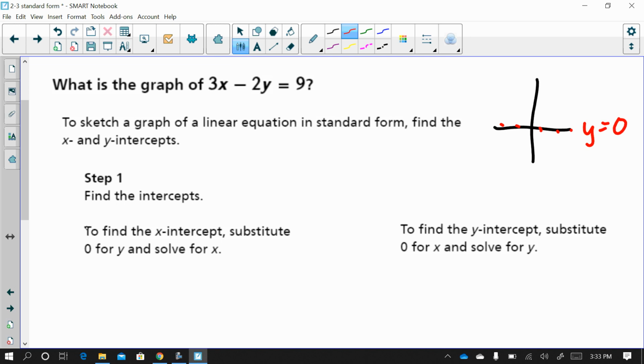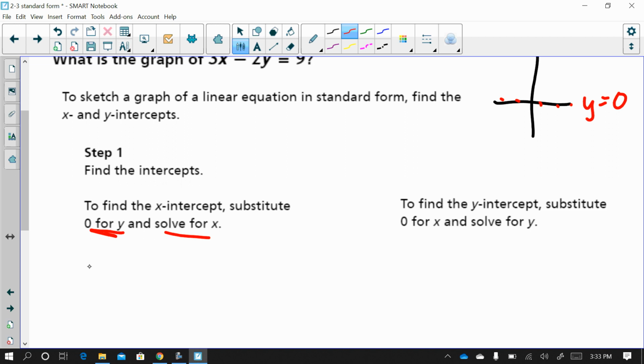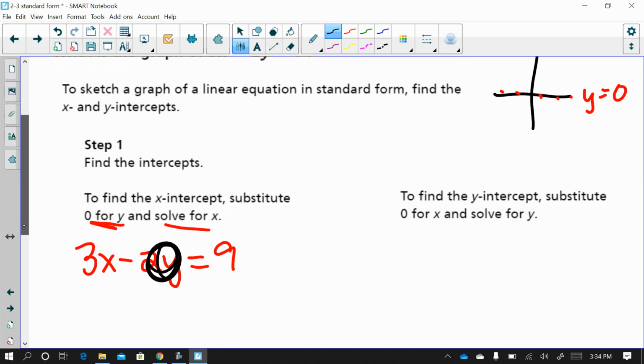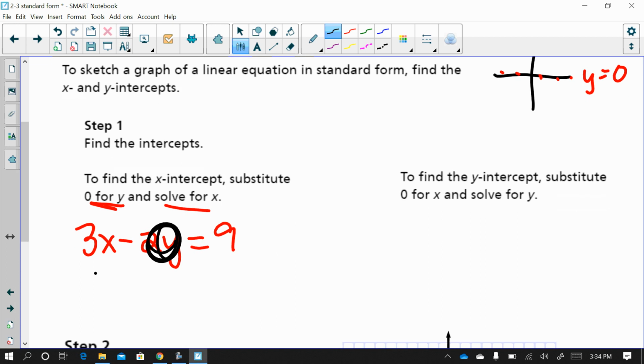Okay, so to find our x-intercept, all we do is let y equal 0 and then solve for x. So if I have 3x minus 2y equals 9, all I'm going to do is plug in 0 right here. And that term completely goes away, because 2 times 0 is just 0. So that just leaves me 3x equals 9.